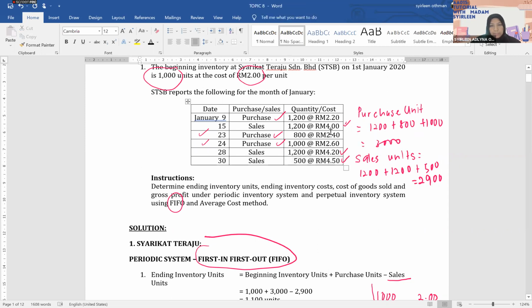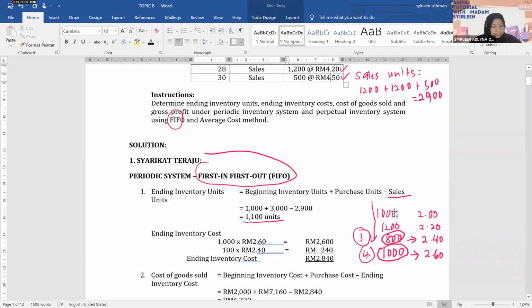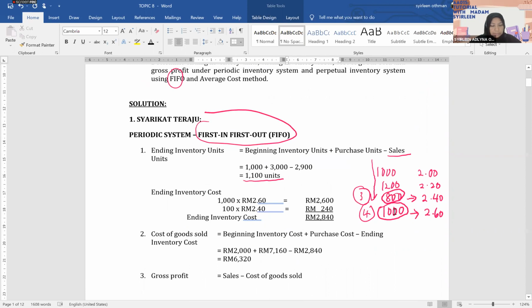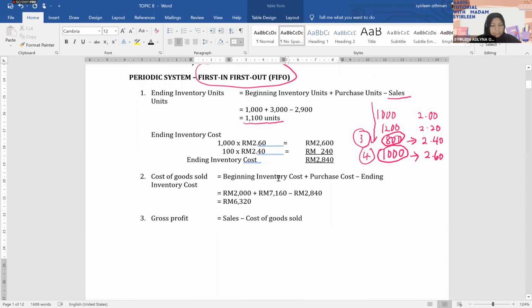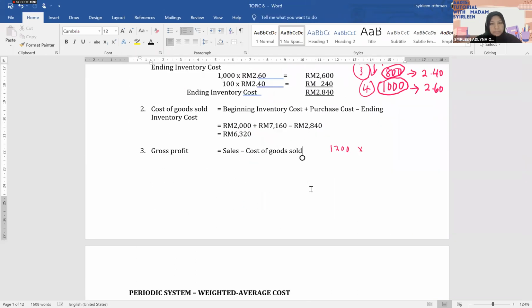In the table earlier, the sales are all units sold, but the figures at the back, RM4, RM4.20, RM4.50, are actually the selling prices, not the cost prices. So when calculating our sales, you just multiply. Sales is 1200 times RM4, then 1200 times RM4.20, and the last one is 500 times RM4.50. So that is how you get your sales, which is RM12,090. You minus the COGS that you calculated above, so your gross profit will be 5770.